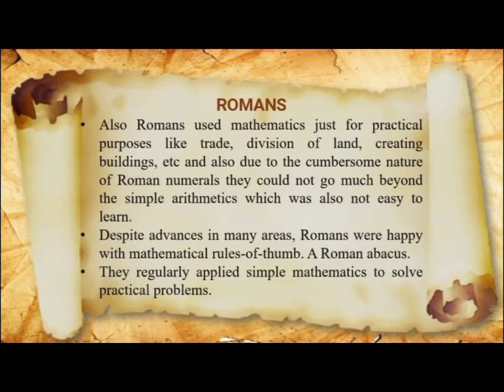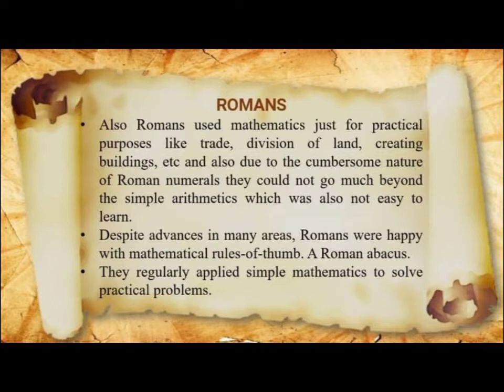And the Romans used mathematics just for practical purposes like trade, division of land, creating buildings, etc. Also, due to the cumbersome nature of Roman numerals, they could not go much beyond simple arithmetic, which was also not easy to learn. Despite advances in many areas, Romans were happy with mathematical rules of thumb and the Roman abacus, used by sliding counters along rods and grooves to perform mathematical functions.